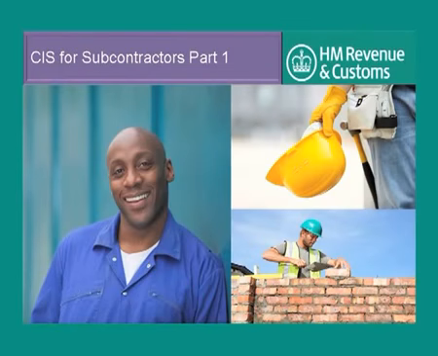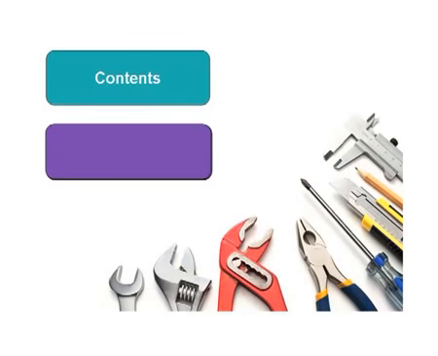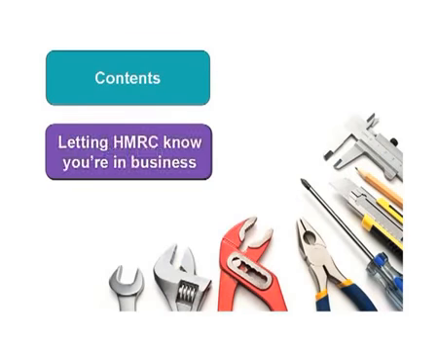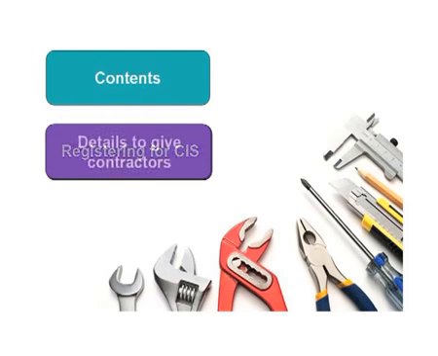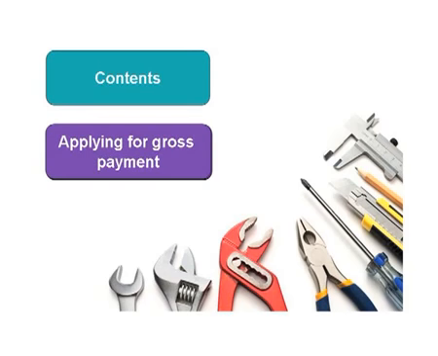Welcome to this presentation on the Construction Industry Scheme for Subcontractors. I'll refer to the Construction Industry Scheme as CIS from now on. This presentation is in two parts, and this is the first one, covering some useful terms, letting HMRC know you've started in business, registering for CIS, the details you need to give your contractors, and applying for gross payment. There's more information about CIS in the booklet CIS 340 on the HMRC website.